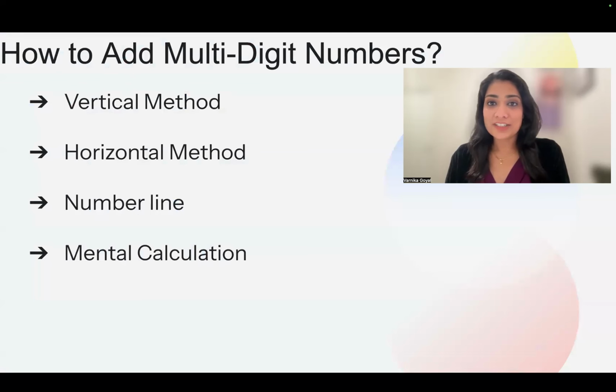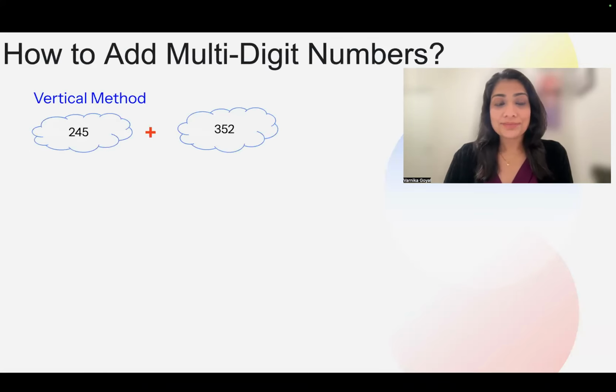How do we add multi-digit numbers? There are mainly 4 methods that we can use: vertical method, horizontal method, number line, and mental calculation. And there are multiple cases where we might use each of these methods differently, and we will learn that as well. In today's lesson, we are going to focus on the vertical method and the horizontal method. Let's go ahead. In order to learn the vertical method, I'm going to take an example of adding 245 with 352.